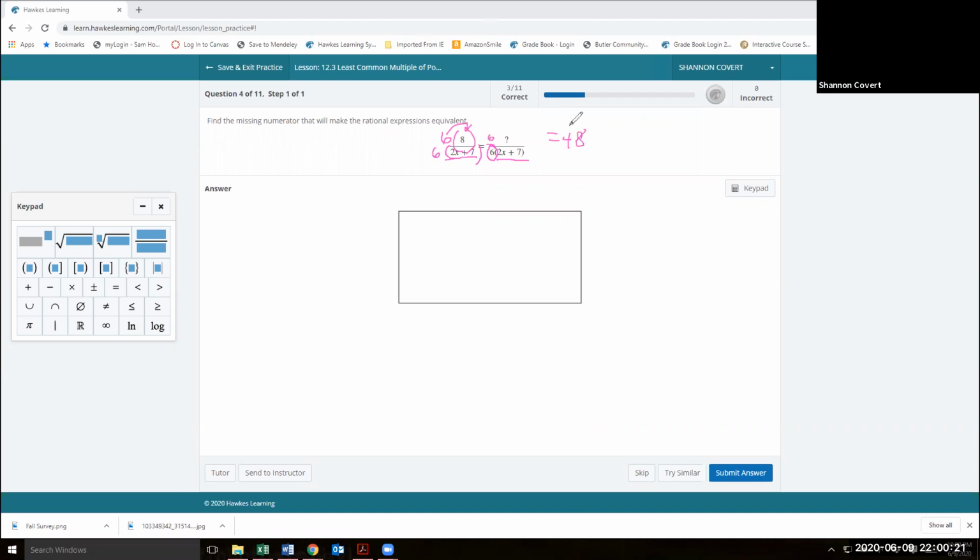Let's run through this one more time. My expression is 8 over 2x plus 7 equals question mark over 6 times 2x plus 7. Again, I look for the commonality. Both of those have a 2x plus 7 in the denominator. On the right-hand side, I'm multiplying the denominator times 6. So if I want these expressions to be equivalent, I need to multiply my numerator times 6, which means I'm taking 6 times 8. So the missing numerator is 48.